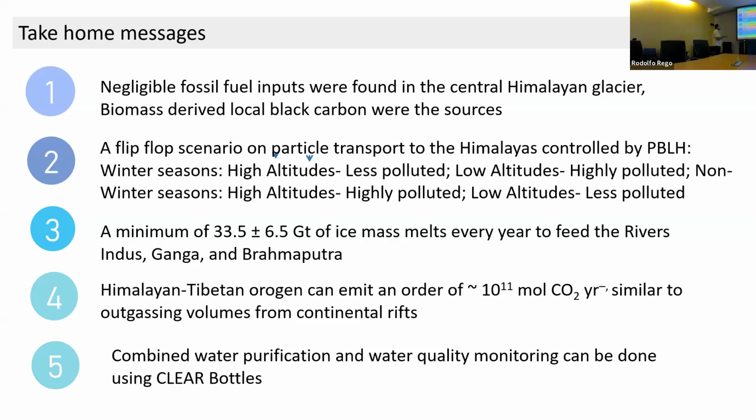Isotope hydrology modeling tells us this is actually ice melt that is melting every year in the Ganga, Brahmaputra, and the Indus. And the Himalayan Tibetan origin is also emitting 10^11 moles of CO2 per year, which is almost equivalent to outgassing from continental drift. And combined water purification and water technology is not a dream. It can be done using some sort of ion exchange resin preservation protocol.